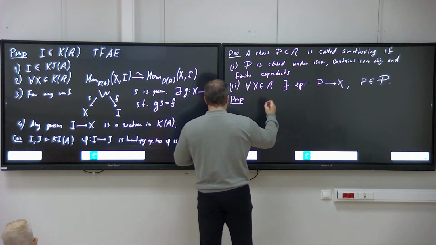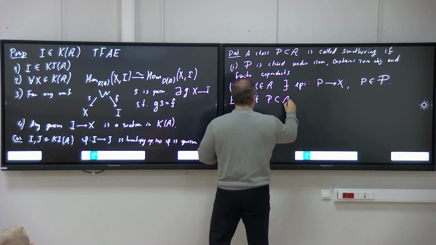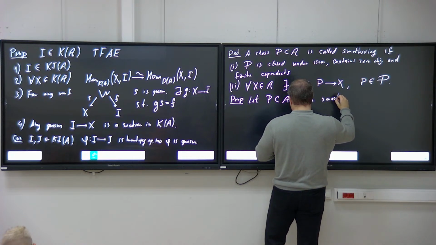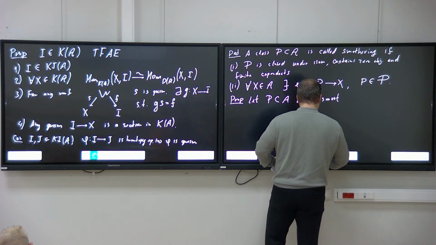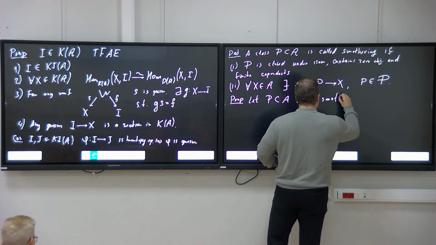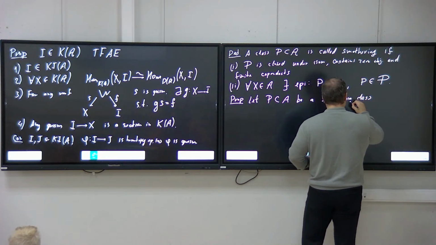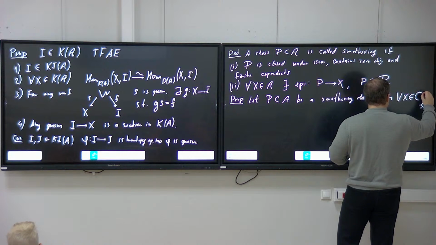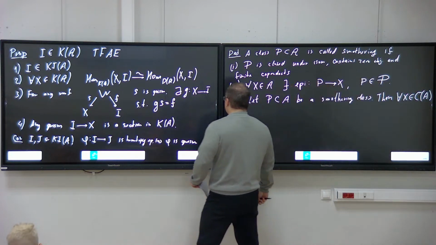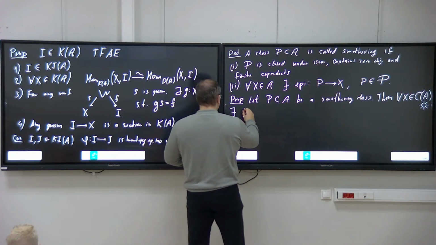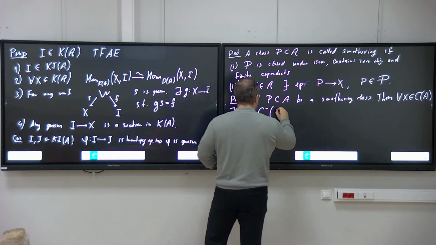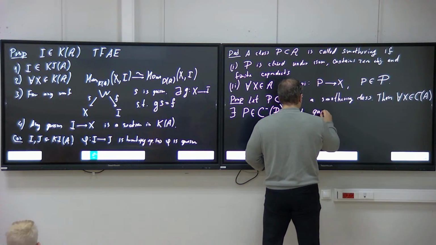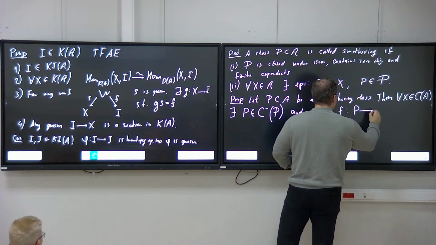So the proposition says that if I have a smothering class, so let P in some abelian category A be a smothering class, then for any object X, which is a complex in C minus, so bounded above, bounded on the right, there is another complex P in C minus, but with terms from the smothering class, and, of course, a quasi-isomorphism f from P to X.